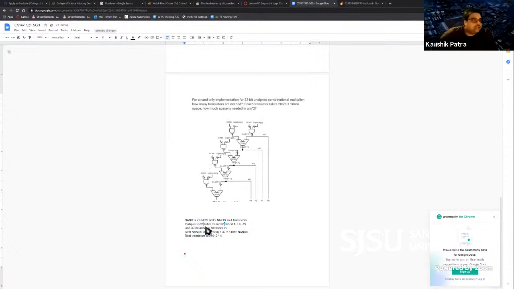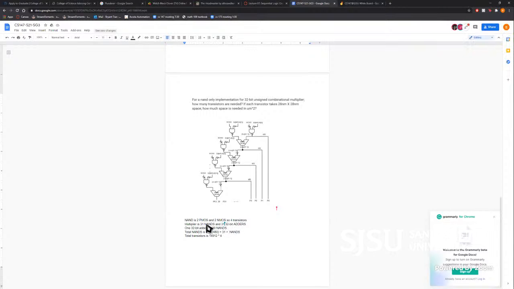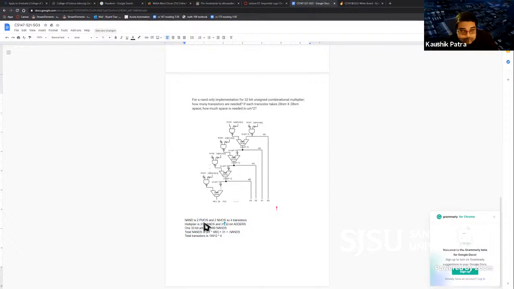Yeah, so remember in the previous 4-bit multiplier, we showed that it has 3 adders and 4 ANDs, right? So you scale it to 32-bit, that becomes 31 32-bit adders. So it's 31 adders and how many NANDs? 32 of 32-bit AND.